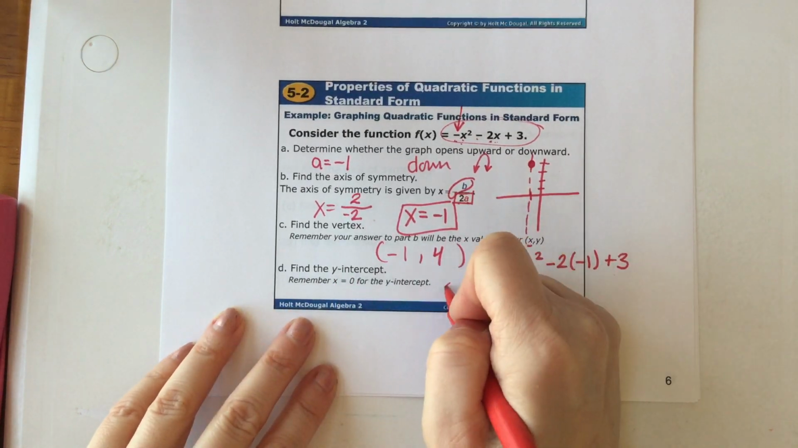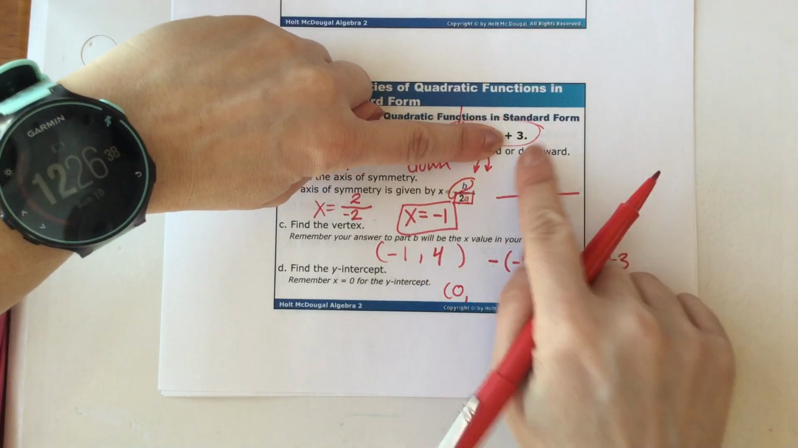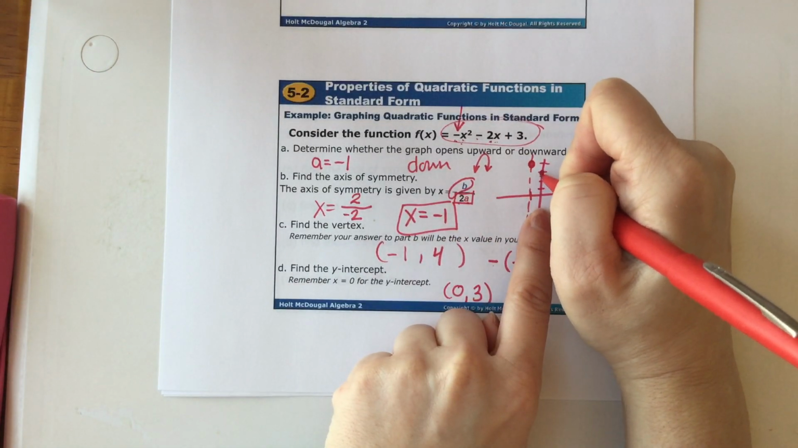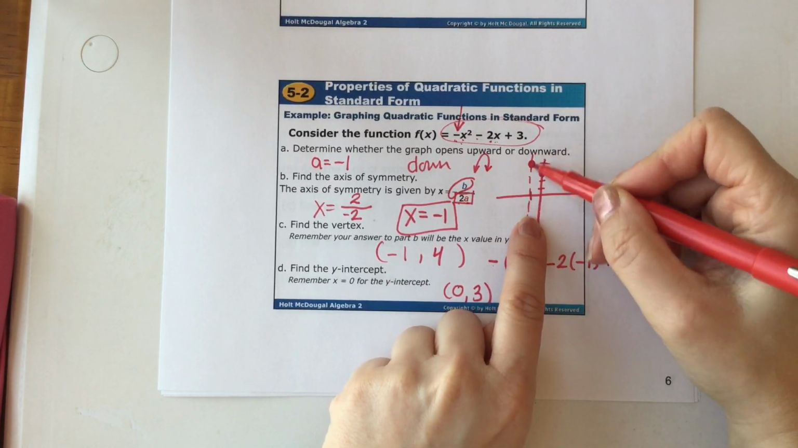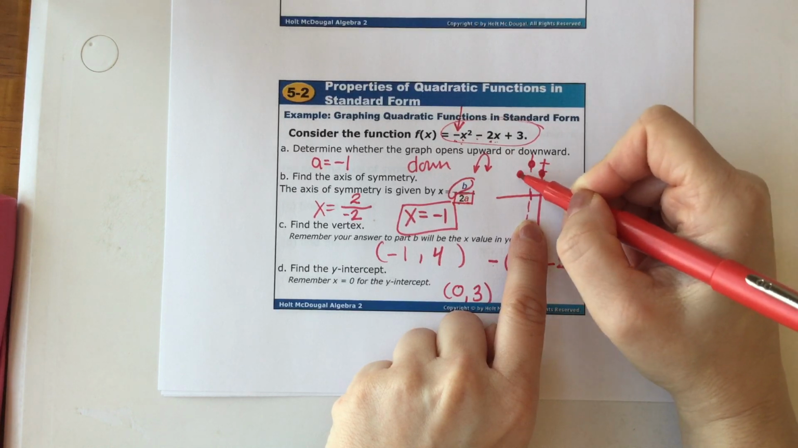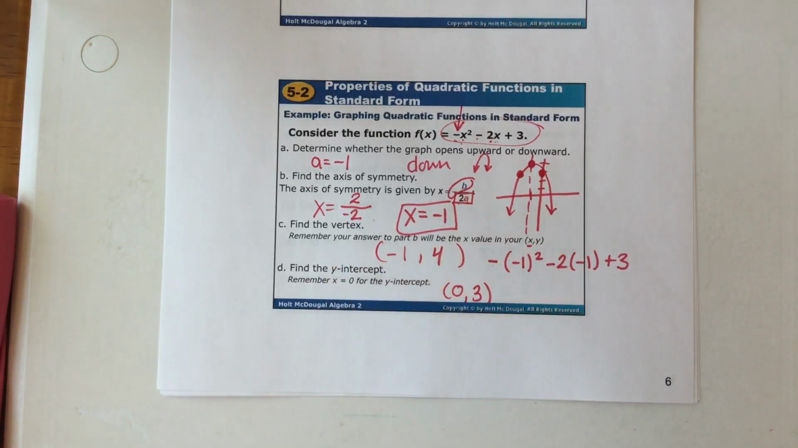Now the y-intercept, remember, x is 0. So if x is 0, it cancels this, and what I have left is 3. So I stay at 0, go up 1, 2, 3. Now, this point is not on my axis of symmetry, so I can reflect it over because it has to be a mirror image. Once you have 3 points, that's enough to connect and you would have your parabola.